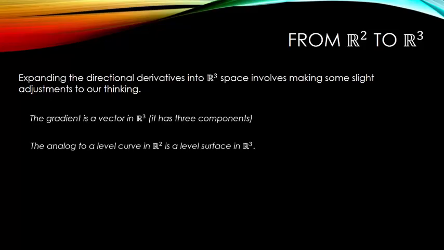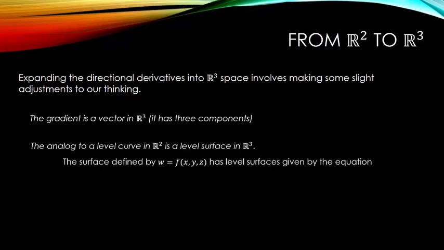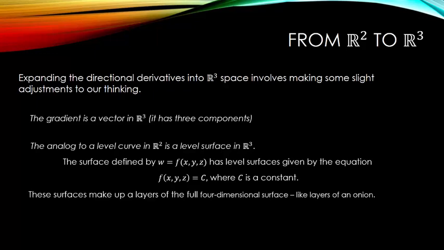The analog to a level curve in R2 is a level surface in R3. So a surface that's defined by w equals the function f of x, y, z will have level surfaces that are given by equations in the form f of x, y, z equals c, where c is some constant. These level surfaces make up layers that can create a full 4-dimensional surface that's similar to the idea of layers in an onion.